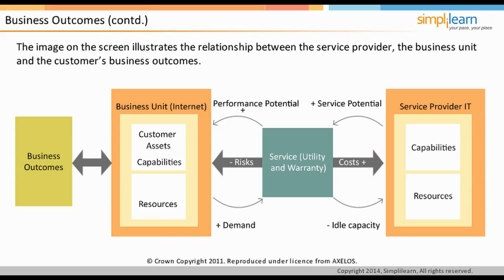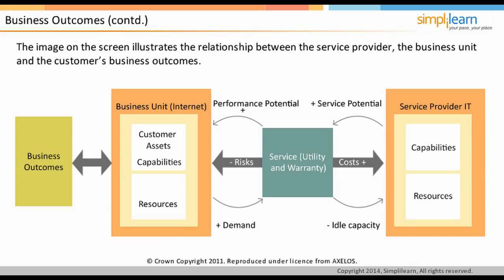In this image, an IT service provider delivers services to an internal business unit which enables it to achieve its desired business outcomes. In this image, the nature of the business outcomes determines what customer assets the business unit will need. The service provider uses the service assets to deliver a service that meets the needs of the business unit.